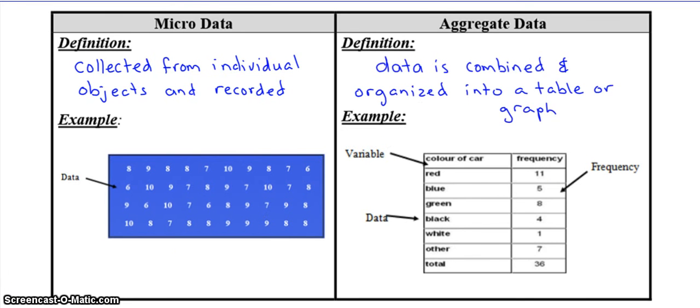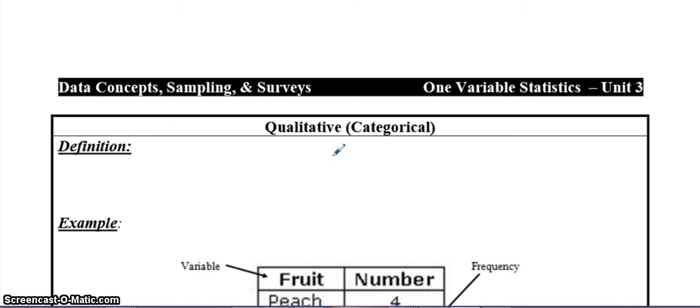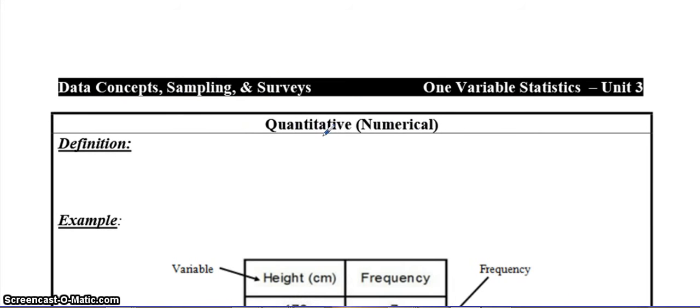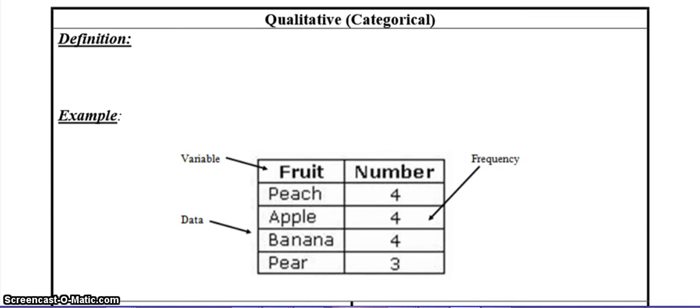One other thing that I will mention is that microdata is often called raw data, in case you hear that term. Now, the next way data can be broken down is that it can be qualitative, or called categorical, or quantitative, called numerical. So let's look at qualitative. This one should be relatively straightforward. Qualitative is non-numerical data, or data which is in words.